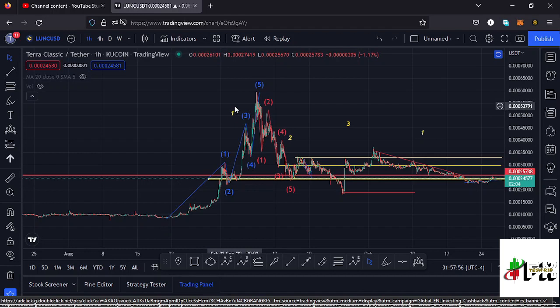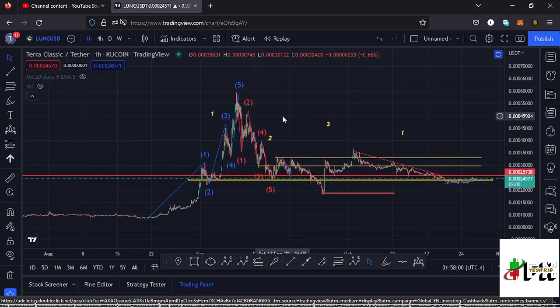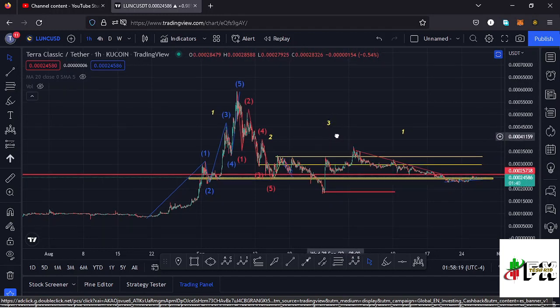And after seeing the formation of a higher Elliott wave count 1, whatever we expect next is the formation of a higher Elliott wave count 2, and I believe that is what we are seeing here on the Lunc chart, making our low for that second wave at around the $0.00018 mark. And after the formation of a higher Elliott wave count 2, whatever we expect next is the formation of a higher Elliott wave count 3, and I believe that is what is in formation right here.